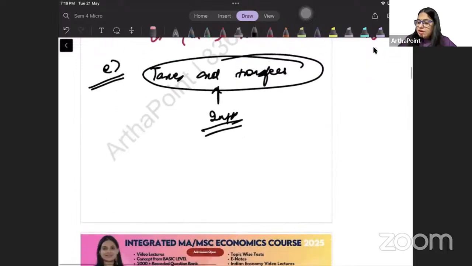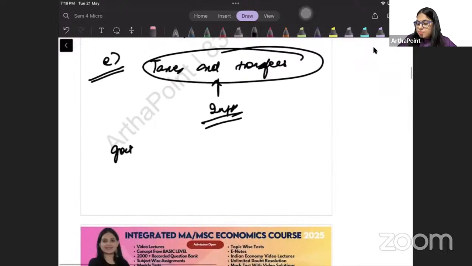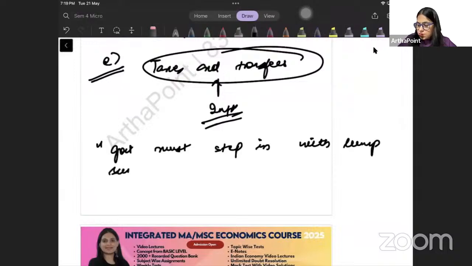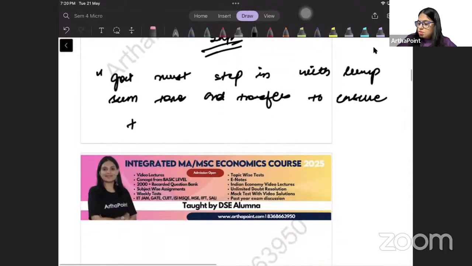So they will go ahead and say that the government must step in with lump sum taxes and transfers to ensure target equilibrium. Justify. है ना?